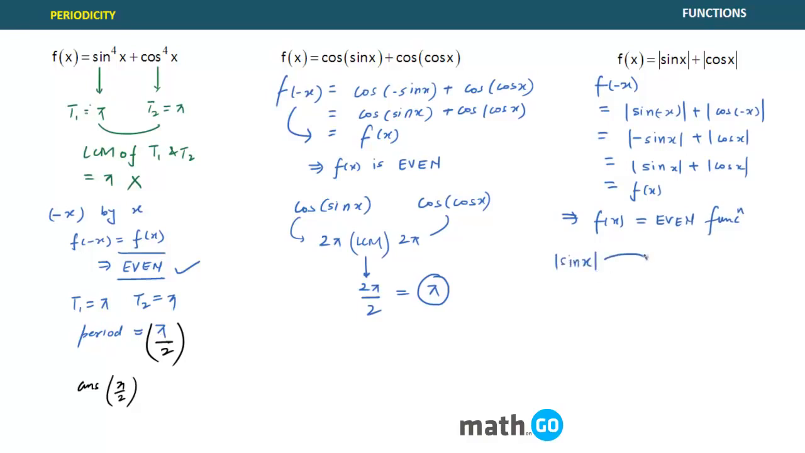Again, what is mod sin x period? We just did it in the formula. If we replace with mod, then the period will be halved. So this will also have period pi. The LCM is pi, no doubt about it, but the answer is not pi, the answer is pi by 2 since it is an even function. Okay, this is how you apply that important concept in these kinds of problems. Remember all these three problems, these are very famous.